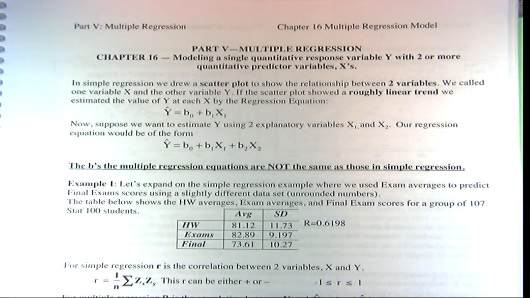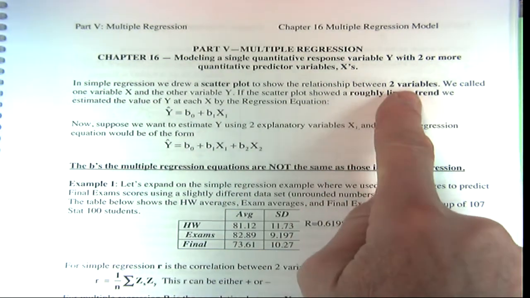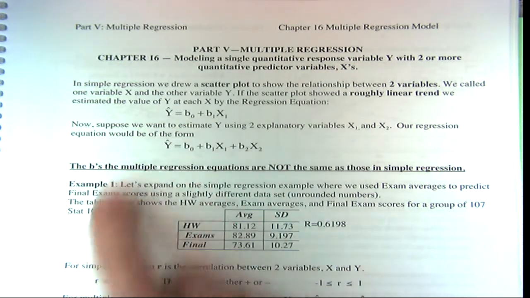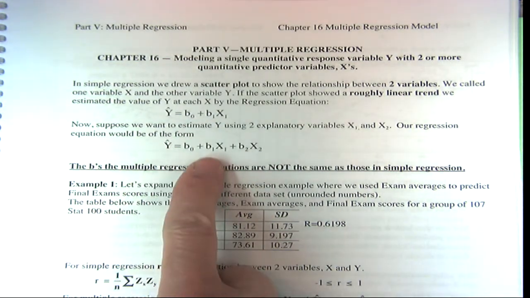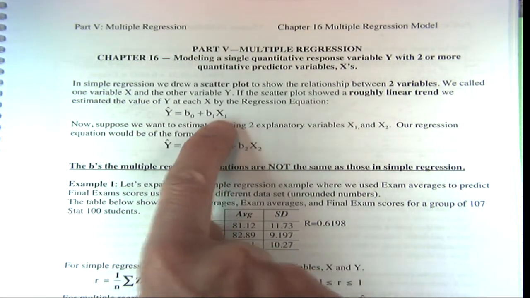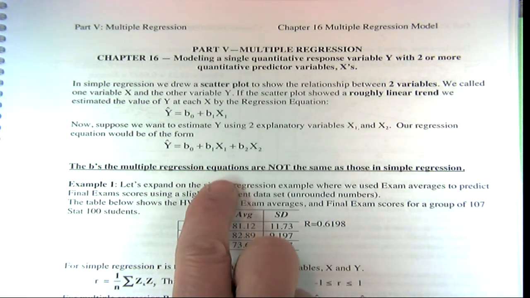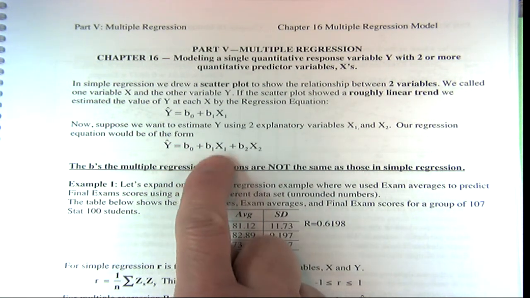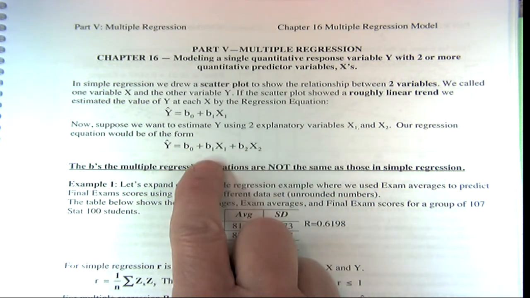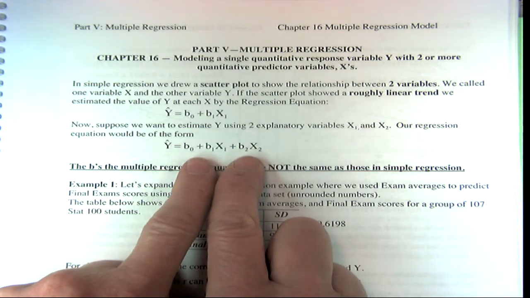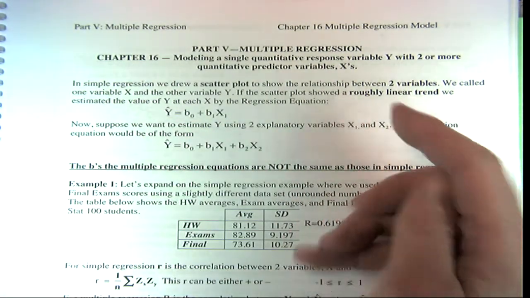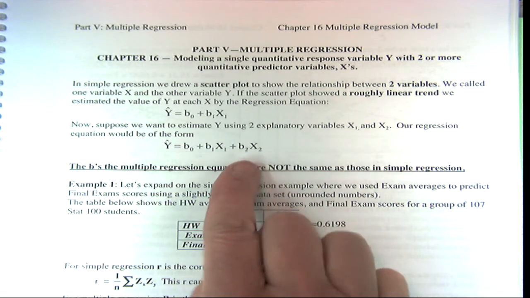So it says here, in simple regression, we drew a scatter plot to show the relationship between two variables like that. That's simple, just one x. Now let's say we want to use two x predictor variables, all right? And now they're both quantitative. And we saw before that these slopes, for how much of an effect each of these x's have, these b1 and b2, are not the same as they are in the simple regressions. That's true even when one of them is binary.